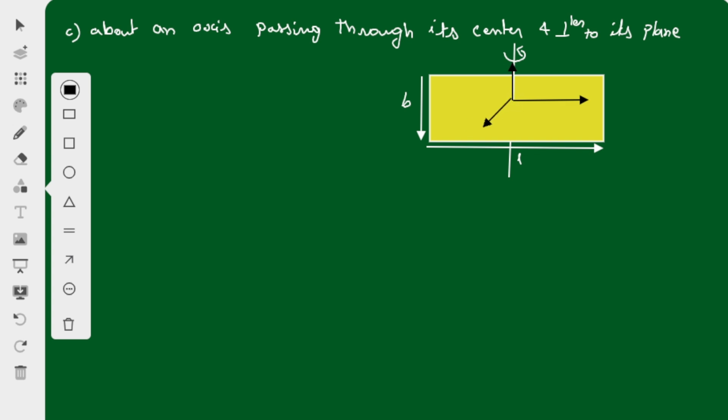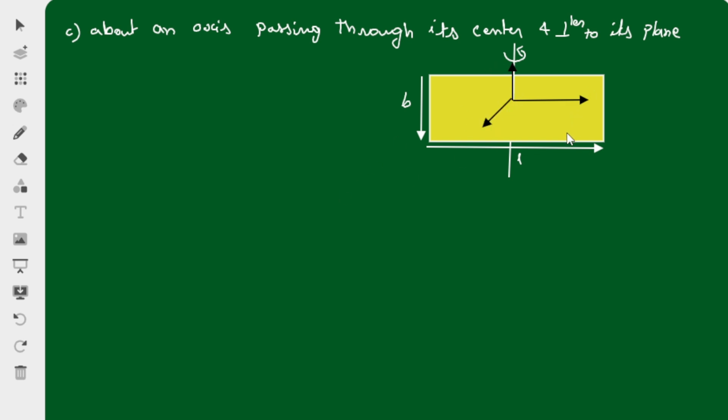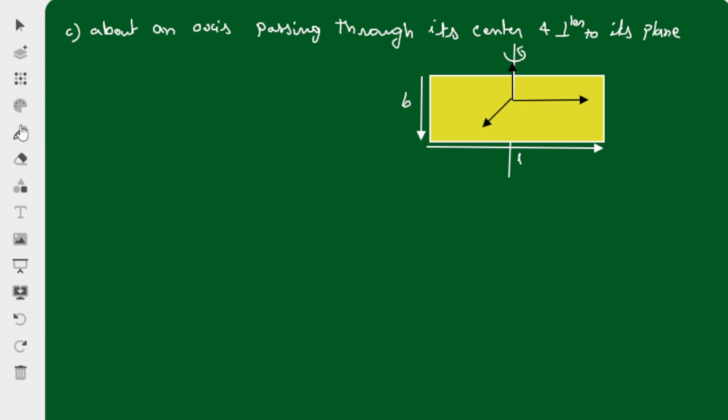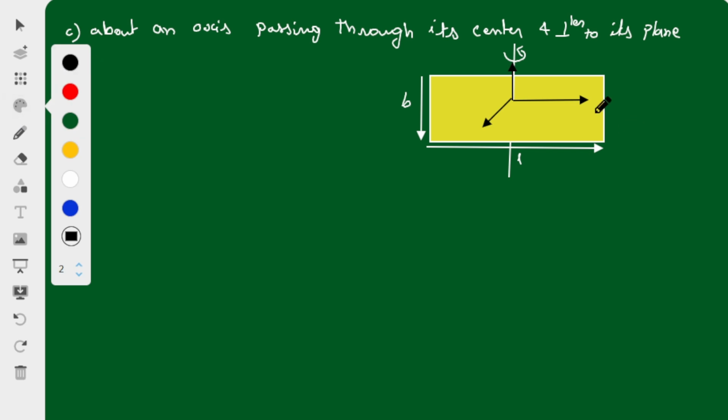So now if I draw three axes, x, y, z, here the two axes are passing how? One axis is passing parallel to the breadth, one axis is passing parallel to the length. One more, the third axis, is passing perpendicular to the lamina, right? Therefore I can use here the perpendicular axis theorem.